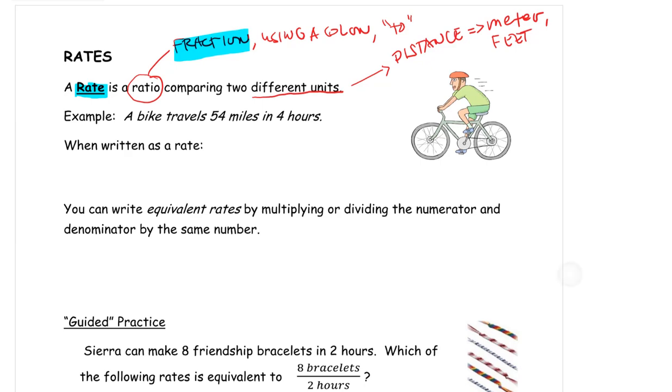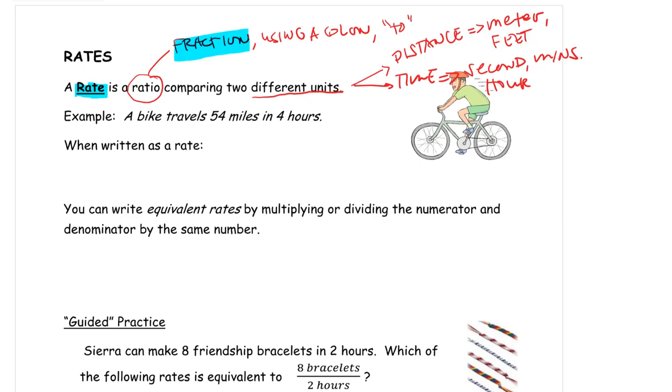And also we can use, let's say, time. So what are the units of time? When we talk about the physical quantity time, we use the unit second. Commonly we can use minutes or hours. So again, a rate is just a ratio comparing two different units, or two different physical quantities.